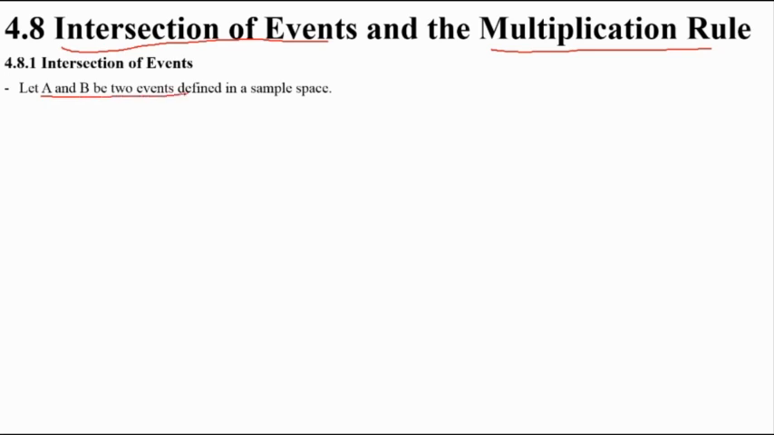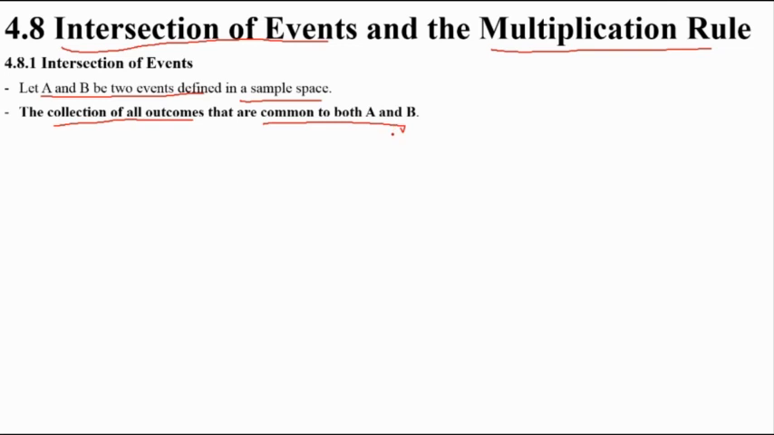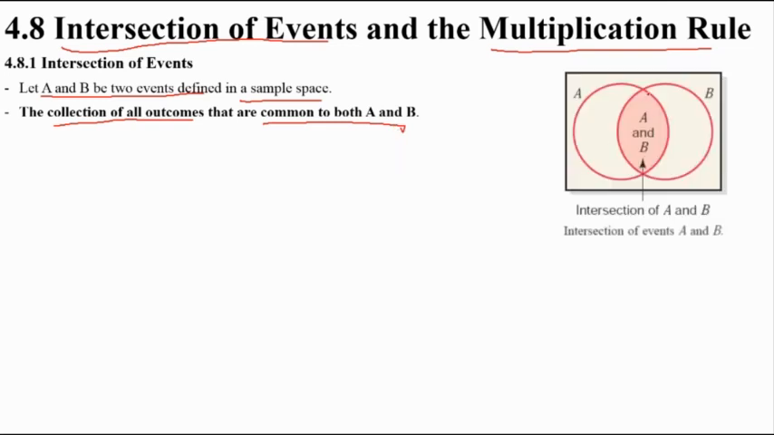Alright, so first of all, intersection event. Probably you saw it before in algebra, maybe pre-algebra. If A and B are events defined in the sample space, we collect all the outcomes common to A and B. It looks like that, right? So we take this common area, the intersection area. I think you know it, right?